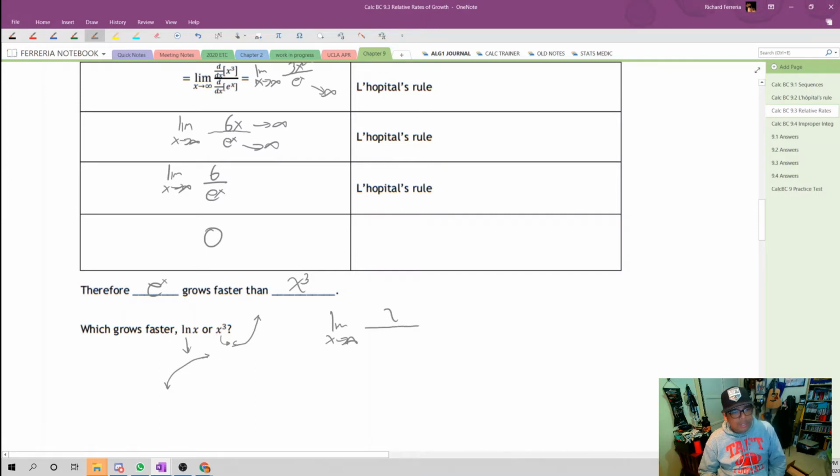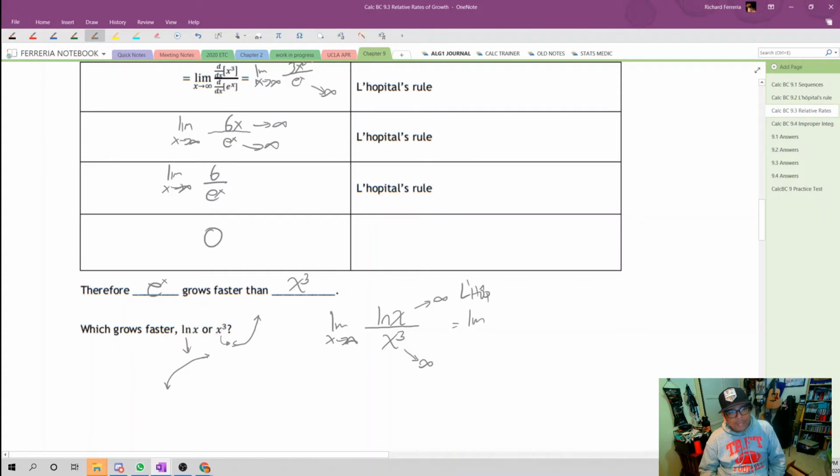Numerator is x cubed. No, I'm sorry. Numerator should be natural log of x, because I'm trying to get a 0. That makes more sense to me. We've noted that both of these functions, the numerator and the denominator, trend to infinity. So we're going to use L'Hopital's rule.